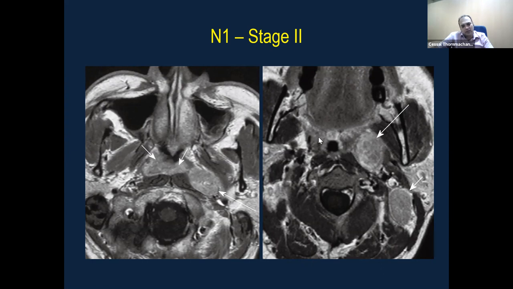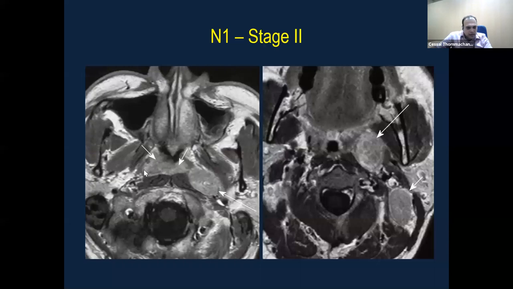You can see a lesion here, and nodes are seen on the opposite side. Retropharyngeal nodes are seen on the other side. It is called a unilateral node. So it will not change. Suppose you have a primary on one side and nodes on the opposite side, then in carcinoma oral cavity or oropharynx, it automatically becomes N2C. That will not occur in nasopharynx. It's still an N1.